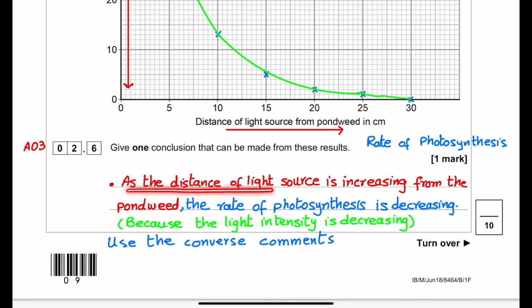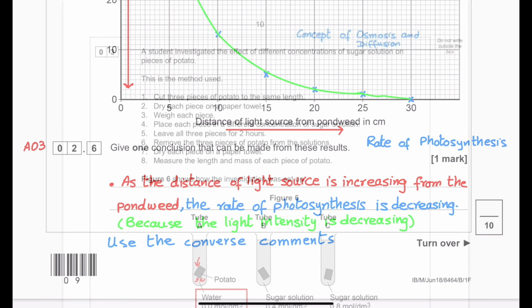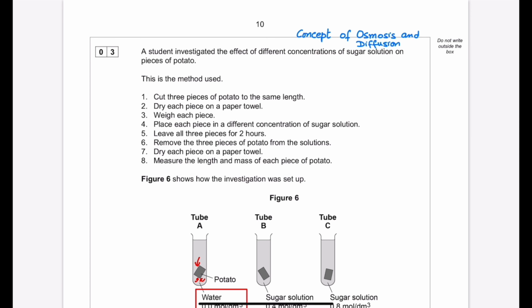As the distance of the light source is increasing from the pondweed, the rate of photosynthesis is decreasing. As the distance is increasing, the rate of photosynthesis is decreasing because the light intensity is decreasing there. Or you can go the other way around. As the distance is decreasing, the rate of photosynthesis is increasing. Question number 3 is again an investigation, and it is regarding the concept of osmosis and diffusion.